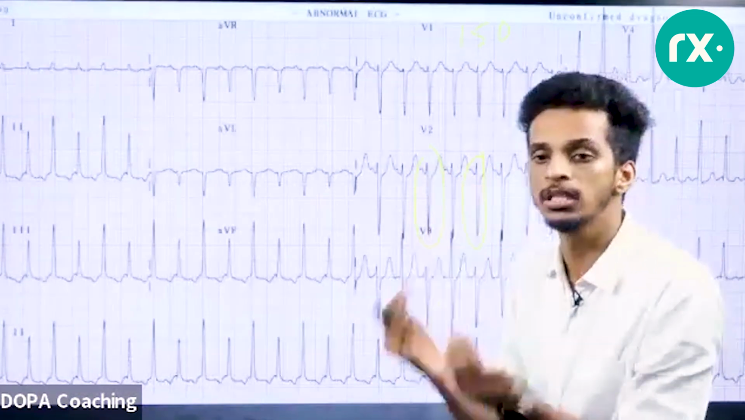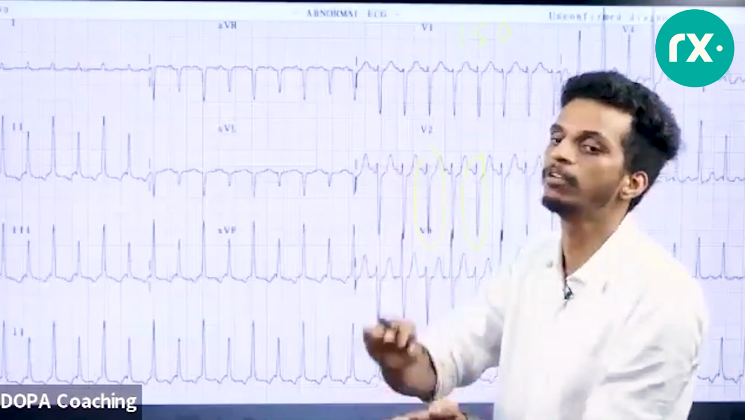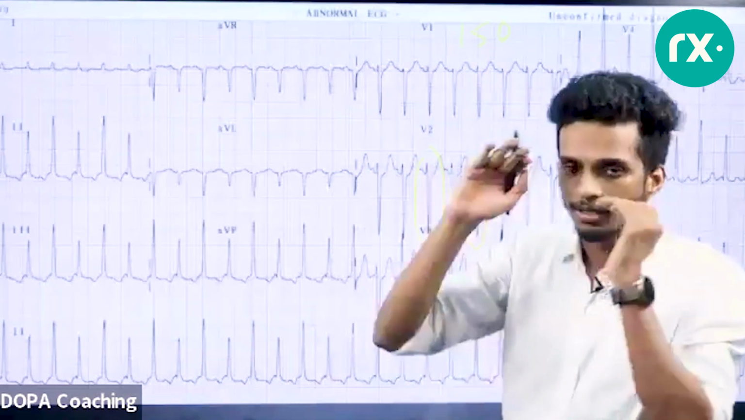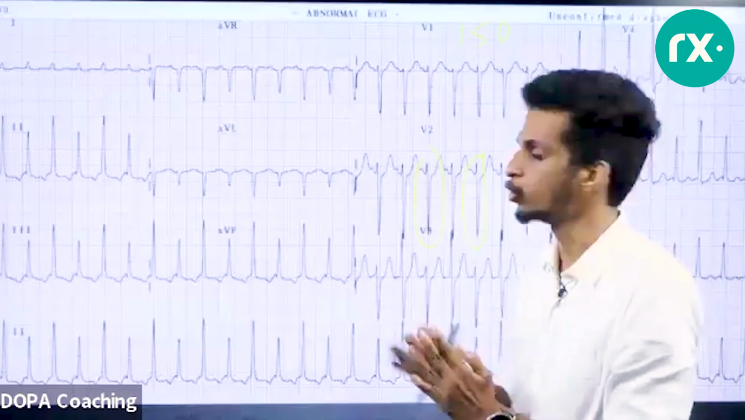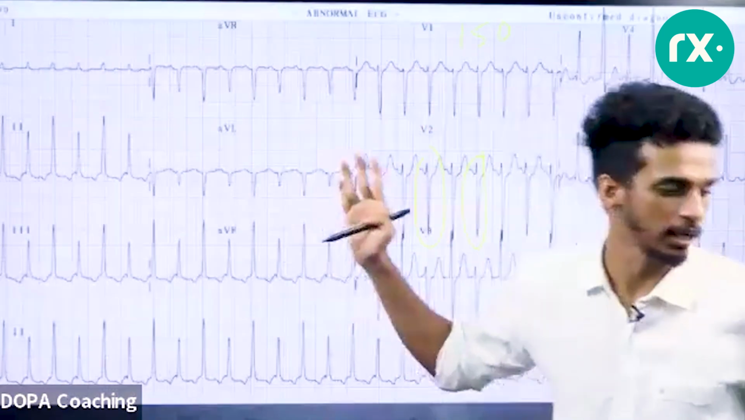So whenever you see a narrow complex tachycardia other than sinus tachycardia, that means every P wave is not followed by a QRS. It is called SVT. So this is called a supraventricular tachycardia.